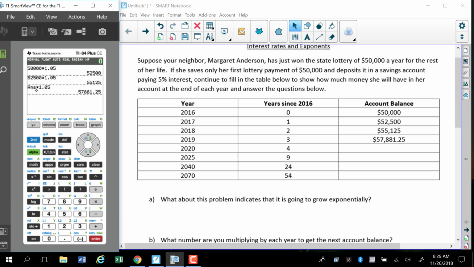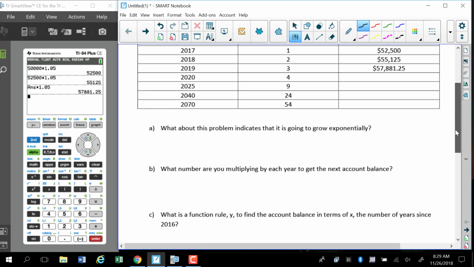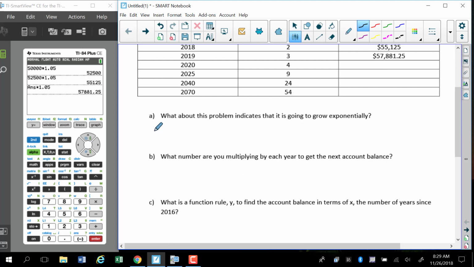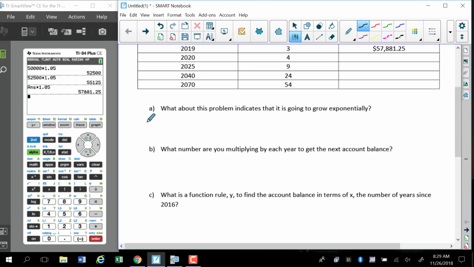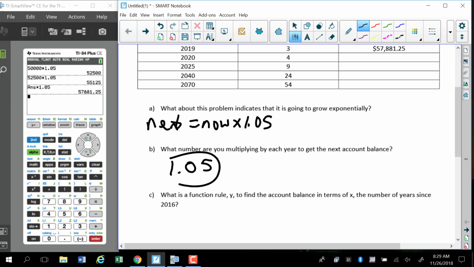So what you should notice is that we're constantly multiplying by 1.05, which is our next-now rule. So how do we know that this is growing exponentially? We can look down here. Because next equals now times 1.05. So what number are we multiplying each year? It's kind of repetitive, but this is 1.05 to get the next account balance.